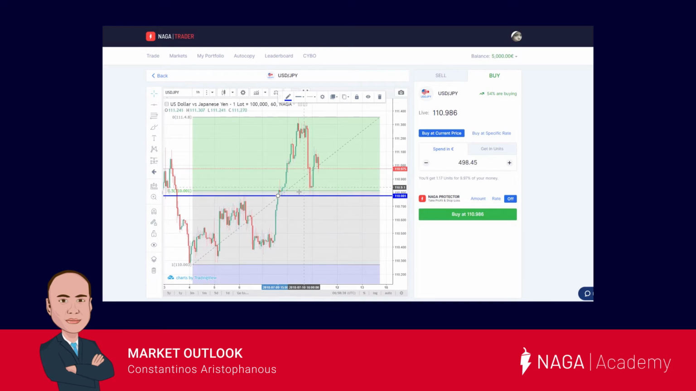This area has acted as great support as it consists of an inside support level and the 50% Fibonacci retracement level. We believe dollar yen will continue its downward movement in order to retest this area for a second time, where we might observe a bounce in order to retest the 111.35 area. There is also a possibility that we might see a false breakout and dollar yen moving to approximately the 110.60, but overall we believe upward movement is possible.